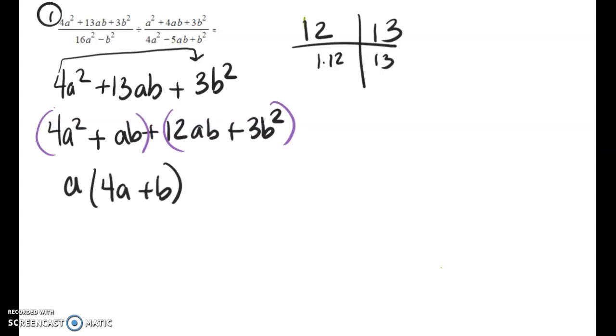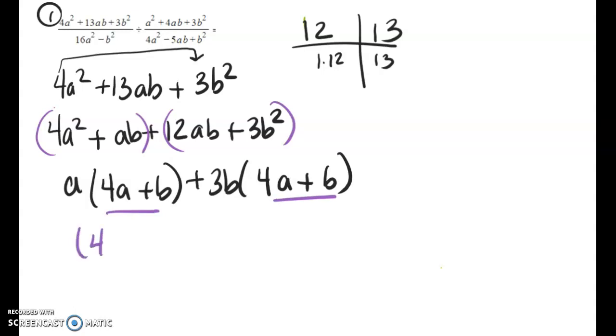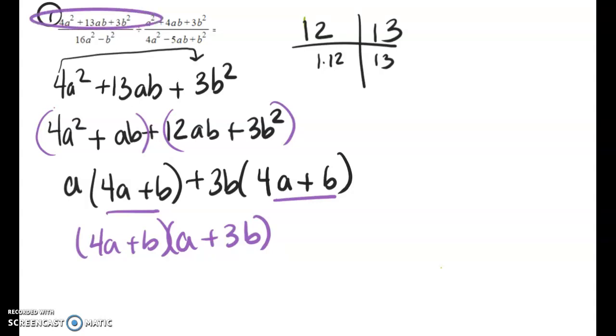And between the 2 of these terms, I can factor out a 3b, and I'll be left with 4a plus b. So I do have this piece in common, and so I can rewrite this as 4a plus b times a plus 3b. So that will be this part. So I'll replace the top of it with this factored form. Then I'll move on and I'm going to do the second part.